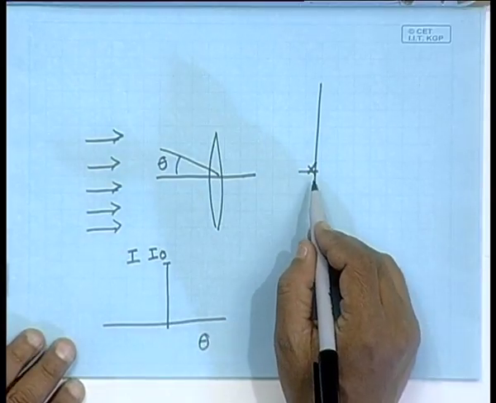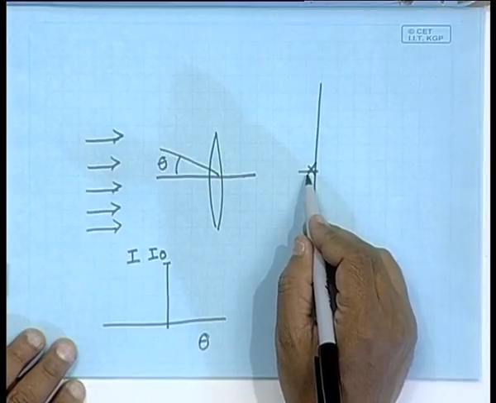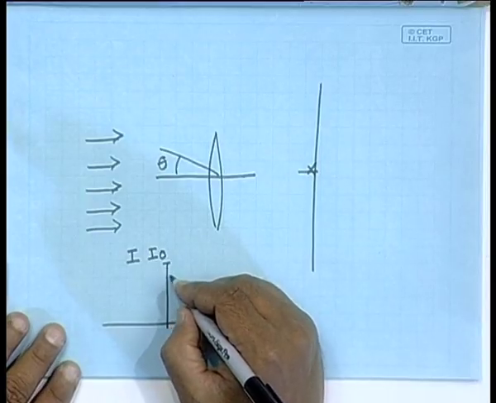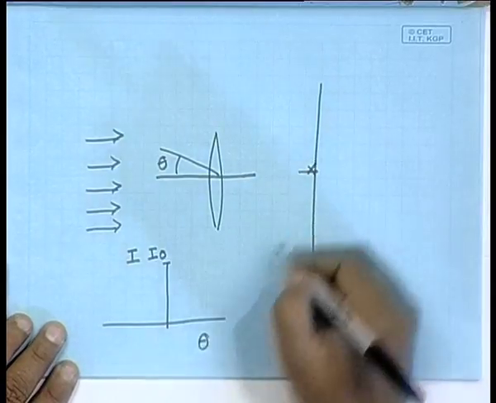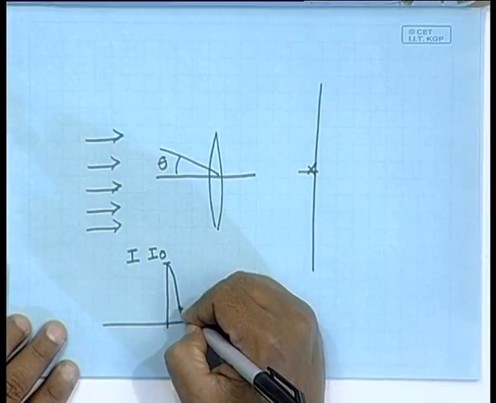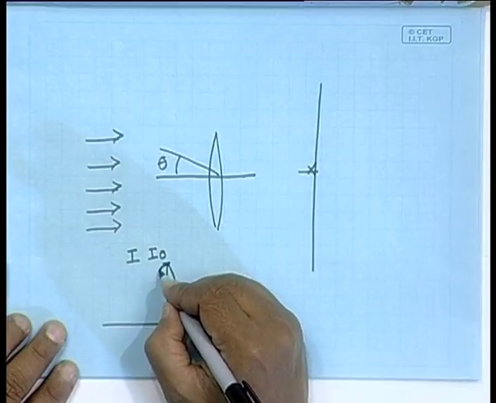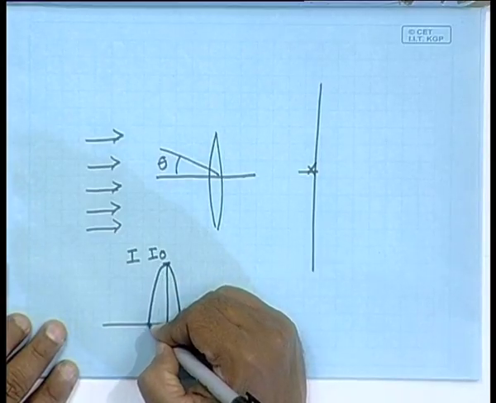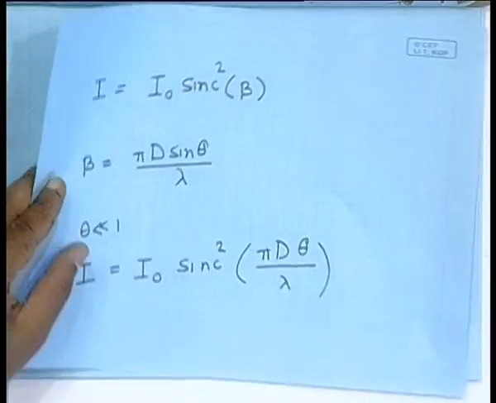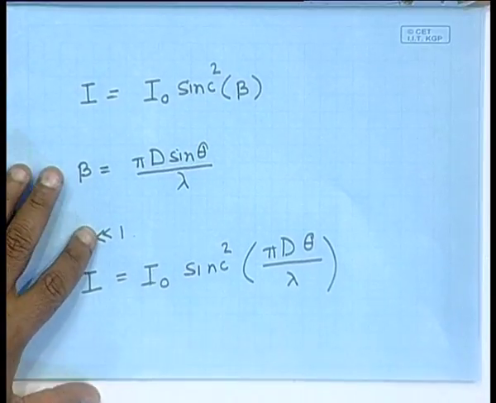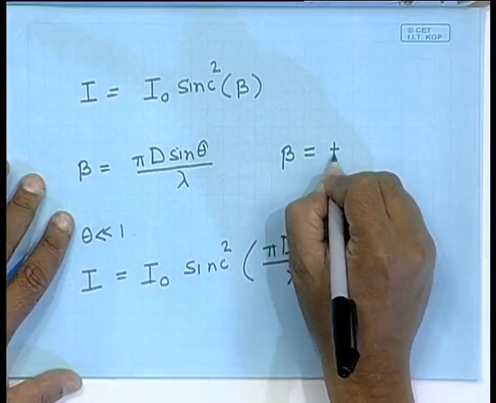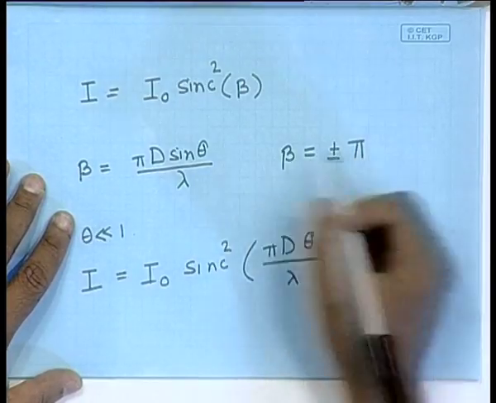Now, naively you would expect that is all that there would be, just a spot at the center, but no, our calculation tells us that the intensity does not fall to 0 as I move away on the screen. The intensity drops as the sinc square. So, the intensity drops on both sides and it goes to 0 when beta is equal to plus minus pi, sin pi is 0.